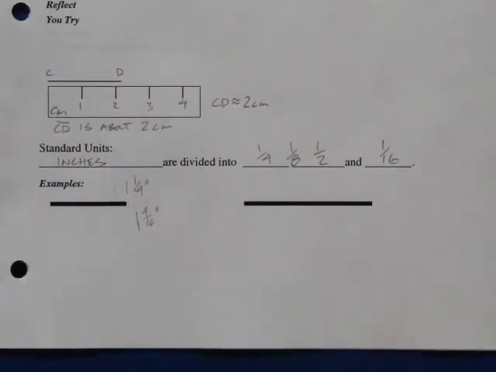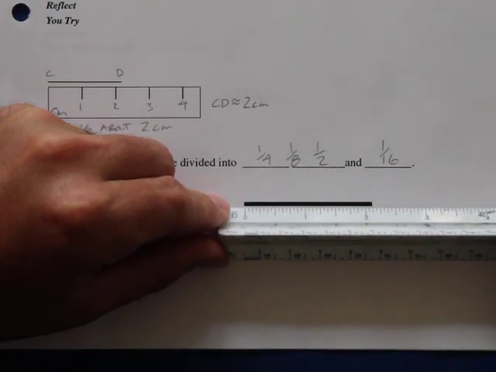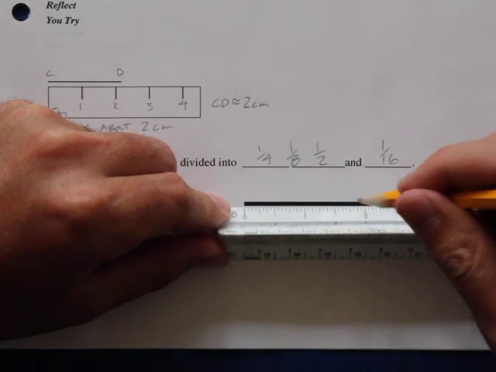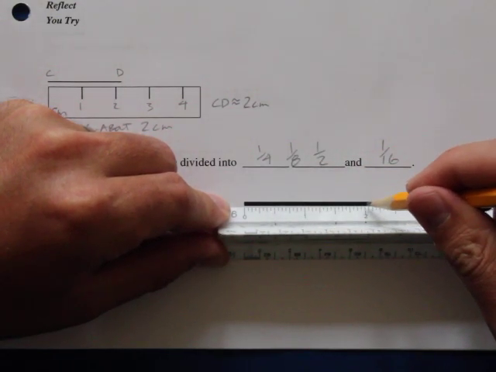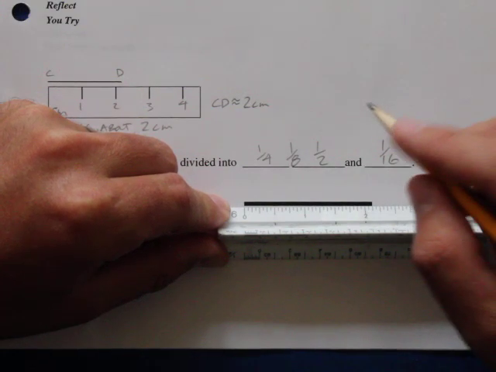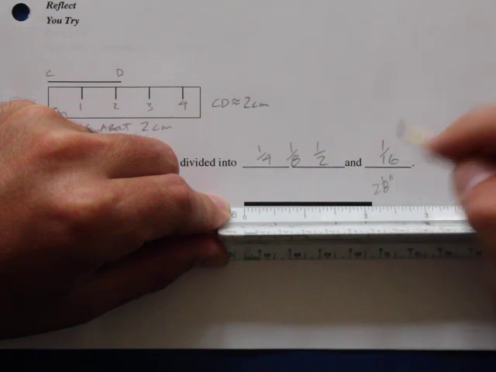Now let's go ahead and measure this next one. Same thing again. I've got 1 inch, 2 inches, and now I go 1, 2 16ths. 2 16ths is an eighth. So I say 2 and 1/8 inches.